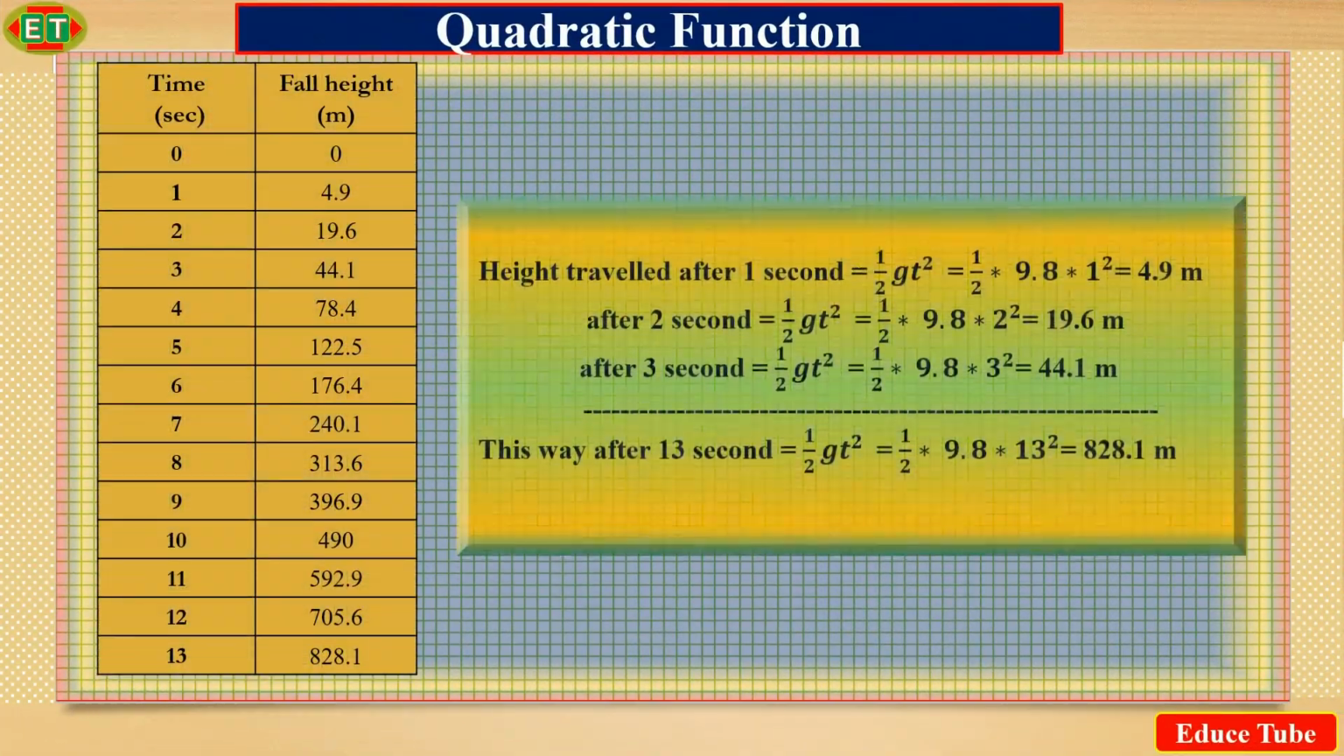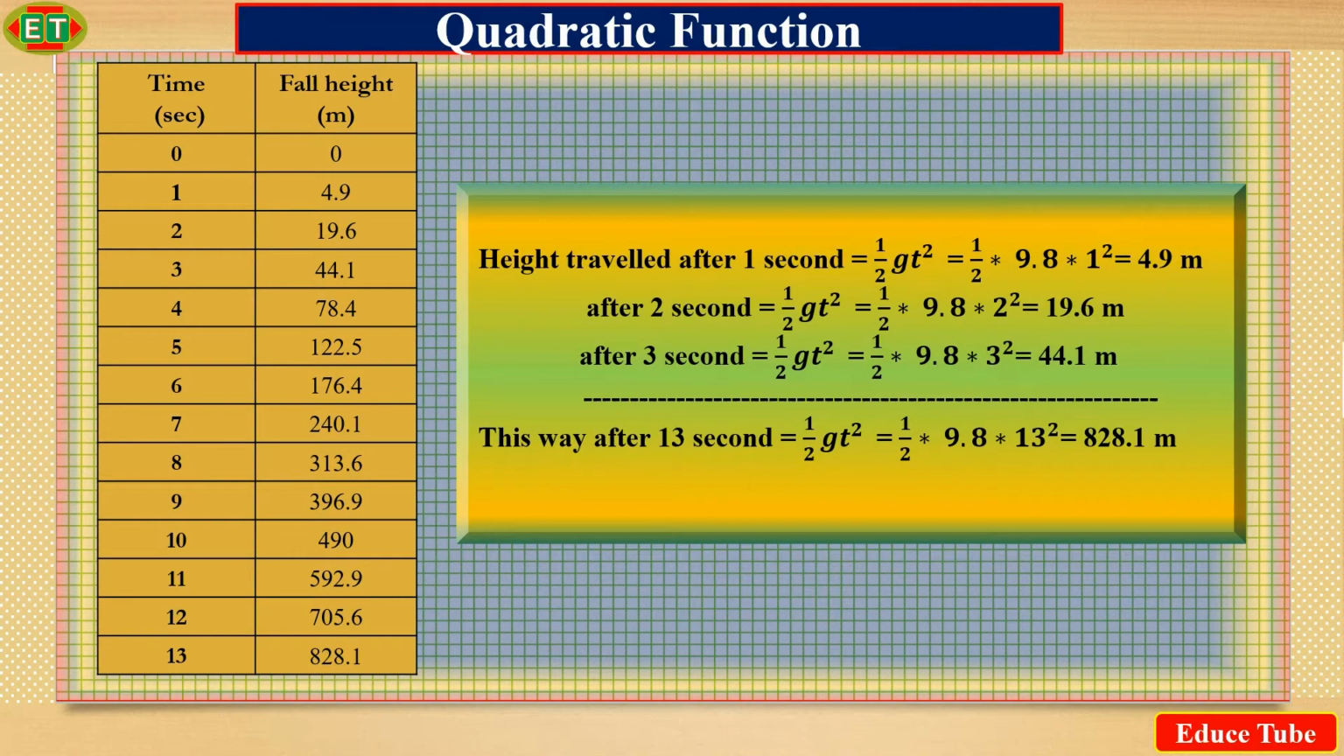As I said, a ball is dropped from the upper observation deck. It is 828 meter above the ground. Here I made a table of time and distance traveled from the place it starts falling down. As we know, gravity accelerates the object at 9.8 meter per sec square. We use the g value to calculate the distance traveled from the top after every 1 second.